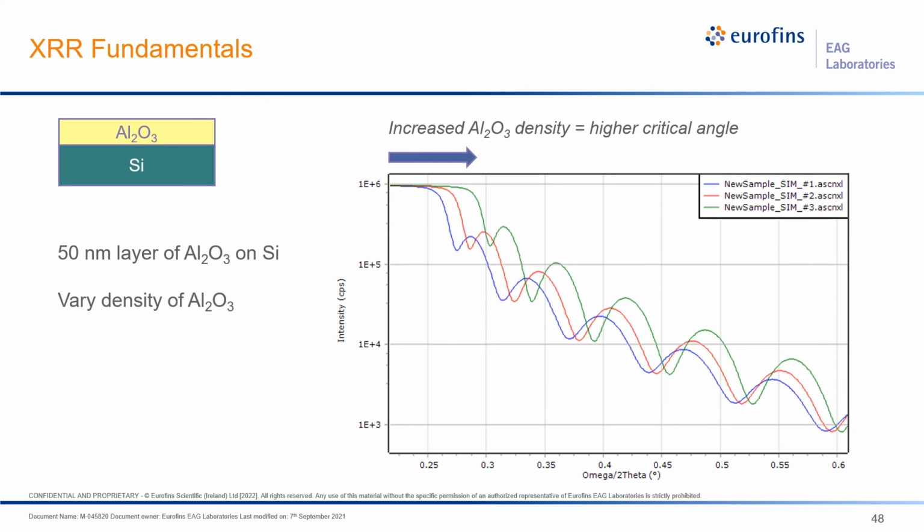You'll notice that with an increase in Al2O3 density, the XRR pattern will shift to the right. With a higher density, the angle of X-rays must be more severe before they begin to penetrate into the sample, pushing the critical angle towards a higher angle.